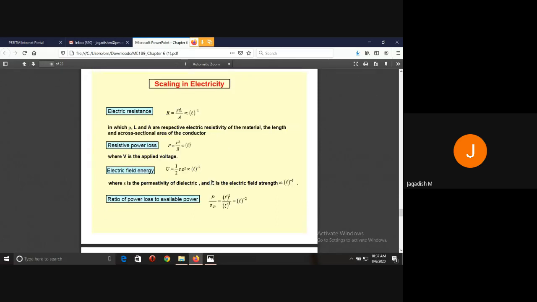Now finally, we'll have the scaling in electricity. Okay, as I said, you need not change only the dimension of the physical object, like reducing the size of a box or something like that. You can even change physical parameter dimensions also, and we can see what its effect will be on the different parameters. Okay, so one such parameter here is electricity.